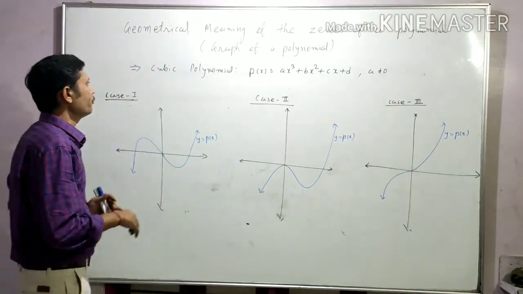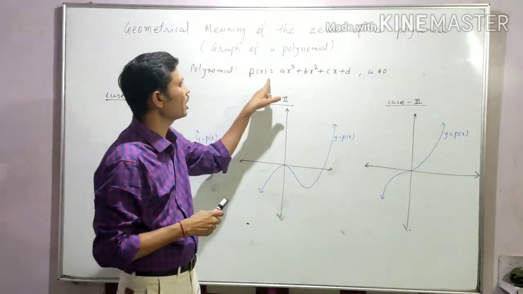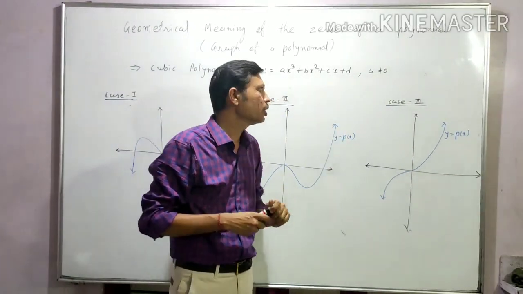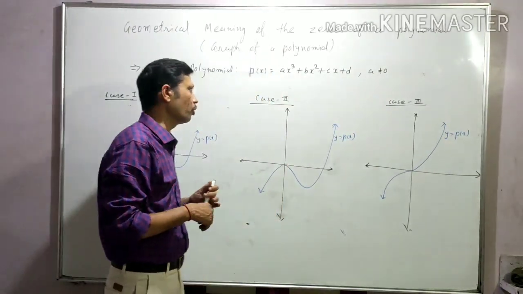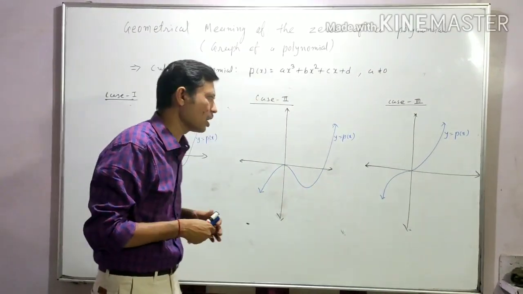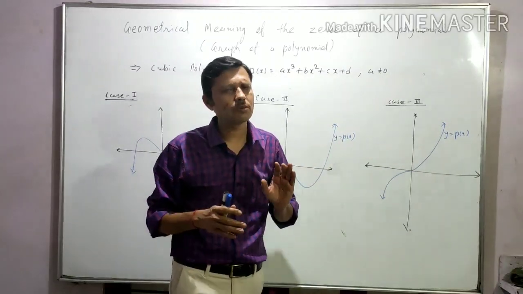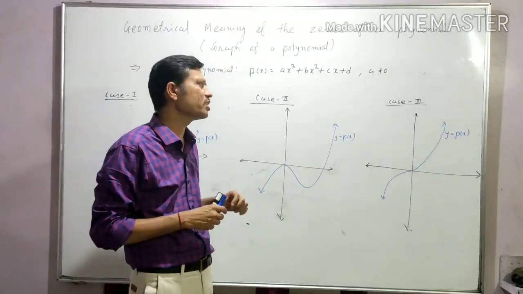Okay, now we understand what the graph of the cubic polynomial is. The standard form of the cubic polynomial is ax cube plus bx square plus cx plus d, where a is obviously not equal to 0, the coefficient of x cube, right? No need to plot the graph by taking an example. The degree is 3, so how many maximum real zeros will be possible? At most 3 zeros, otherwise less than 3.